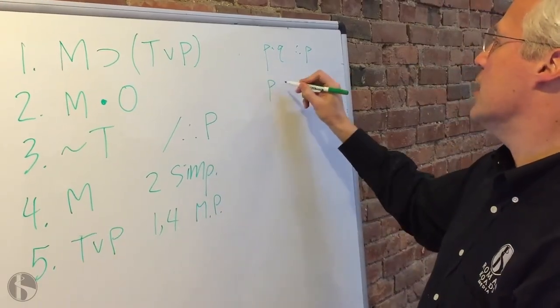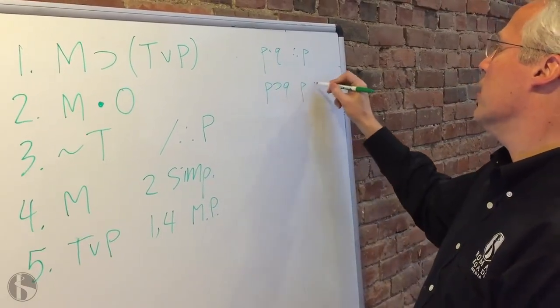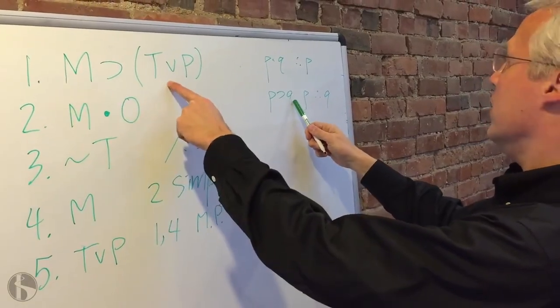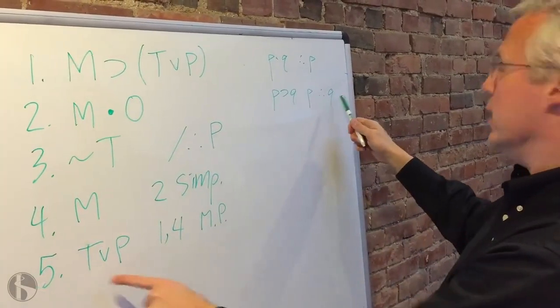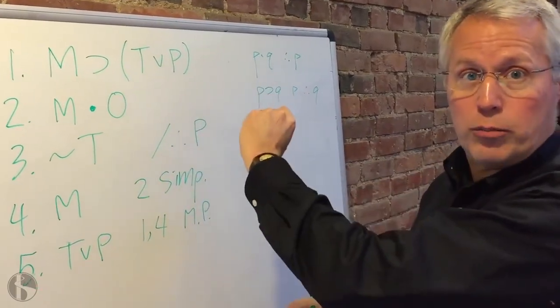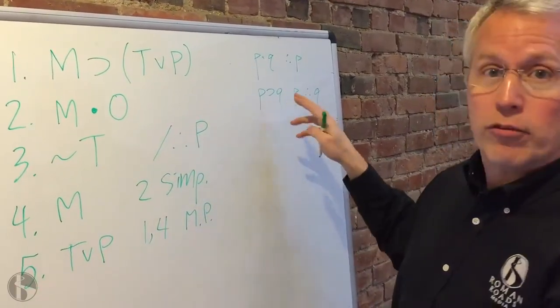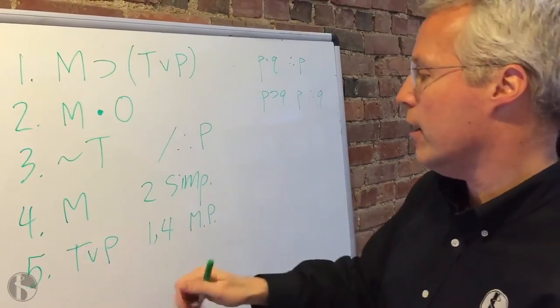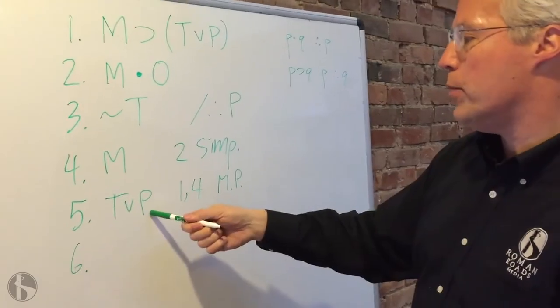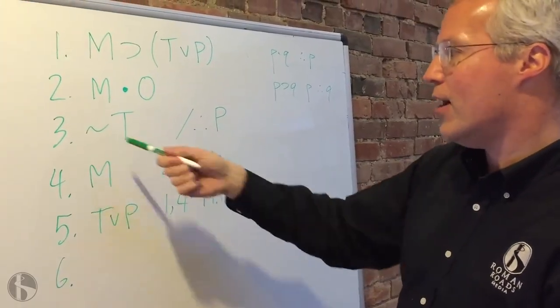Remember that modus ponens says if P, then Q, P, therefore Q. And so I have if M, then T or P, M, therefore T or P. And notice that this Q here represents the entire proposition T or P. A single variable can represent a compound proposition like I have here. Well, I'm trying to get P. I have T or P. Notice I have not T here.